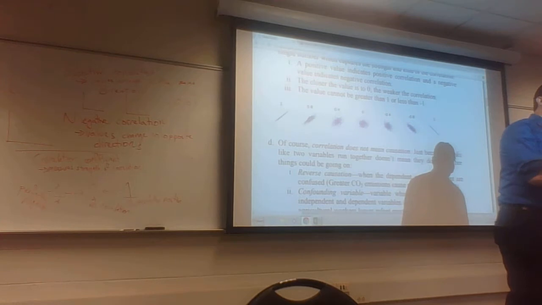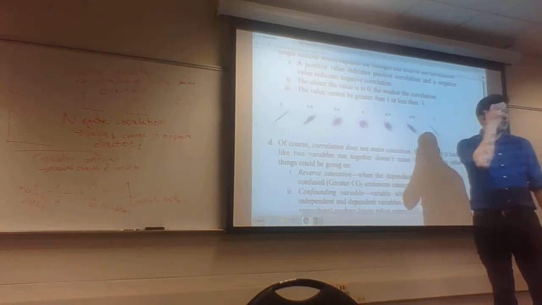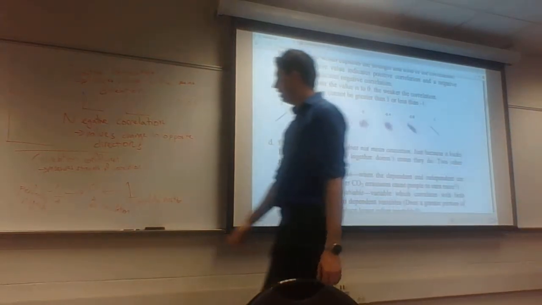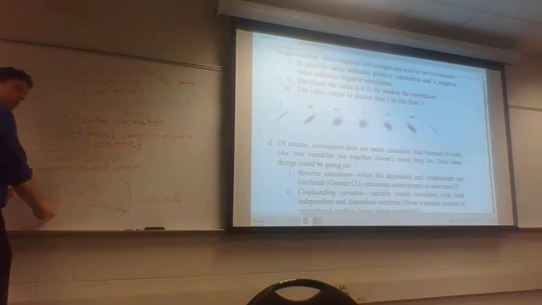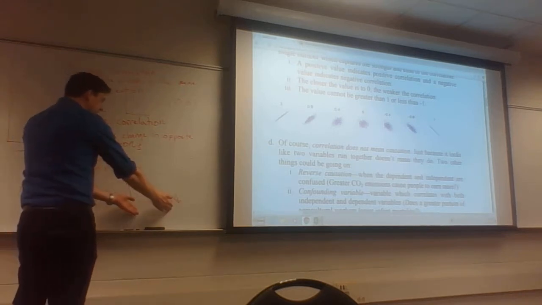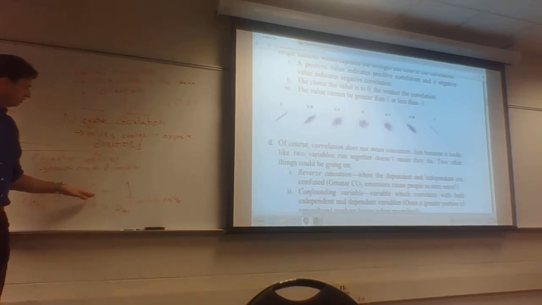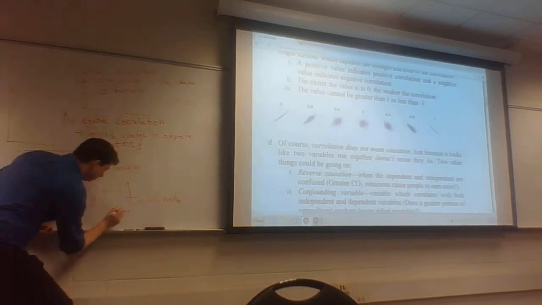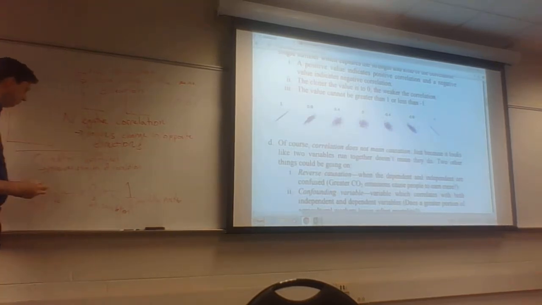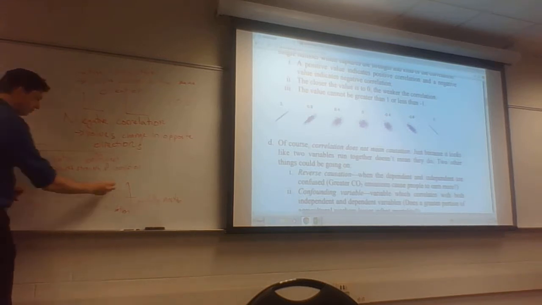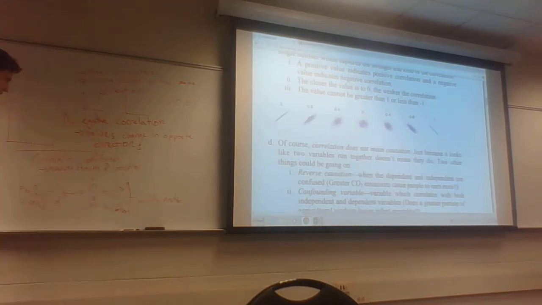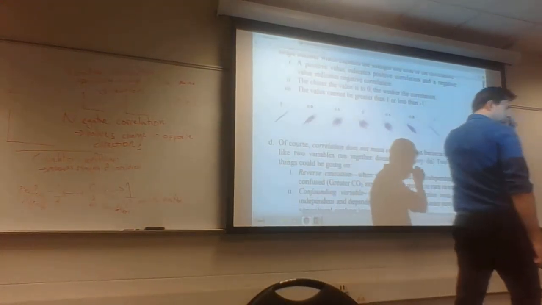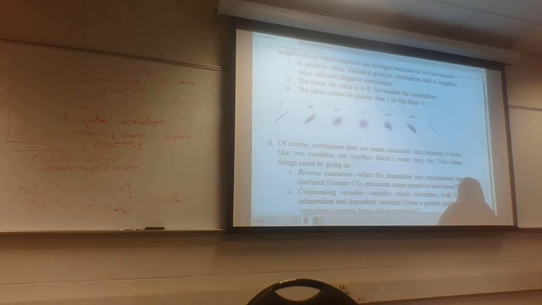Any questions? Yeah, what did I say at the time? Oh, yeah, so I sort of got away from it. Negative one is perfectly negatively correlated. Positive one is perfectly positively correlated, and zero is no correlation at all. Okay. So this is, of course, a range. On the left, you kind of use these little pictures. Any questions?